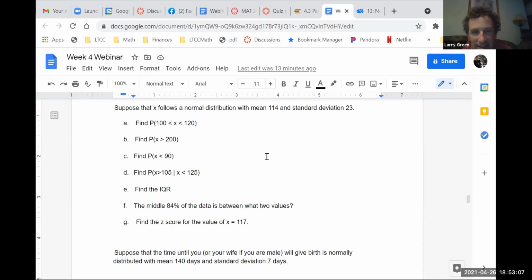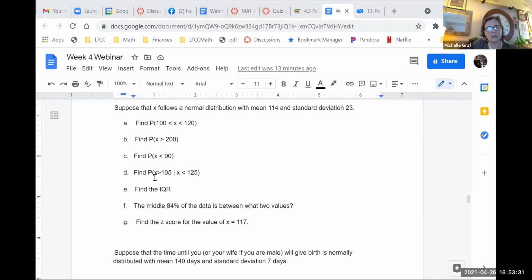Next one's a little interesting one. How do you read this part D? Just out loud. What does the P stand for? Probability. X greater than 105. What's this thing? Good try, but it's not between. This comes from chapter 3. That's a hint. I like reviewing when I can. Someone said given. Good, given. So it's the probability that X is greater than 105, given X is less than 125.